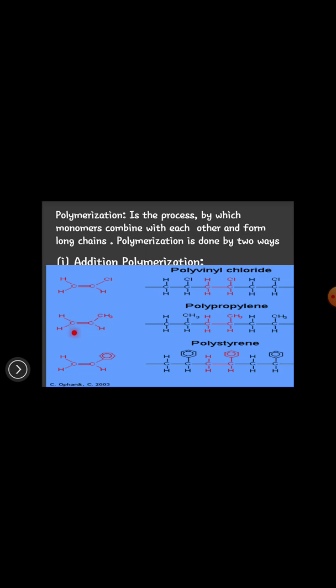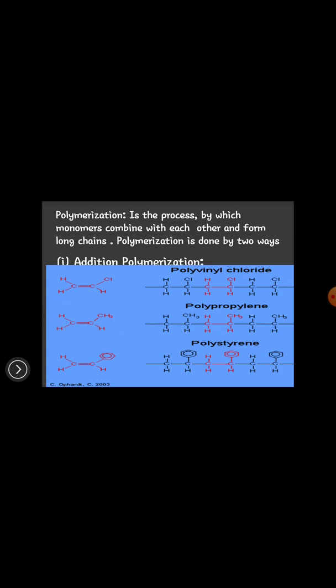Here you can see the double bond present in different monomers. When the same type of monomers having double bonds combine together, they link together and form the long chains. And in this way, the polymerization process is done, and this type of polymerization is called addition polymerization. The first example for this addition polymerization is polyvinyl chloride, which I have already mentioned. This is a vinyl chloride monomer. This is linked with each other and forms the long chains of polyvinyl chloride. Second is the propylene unit.